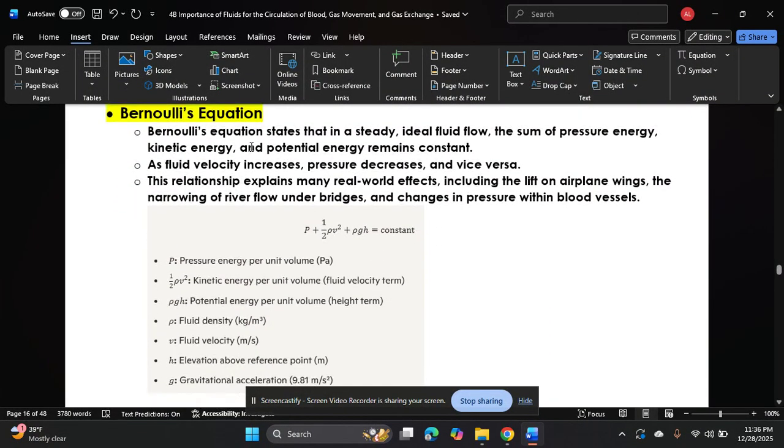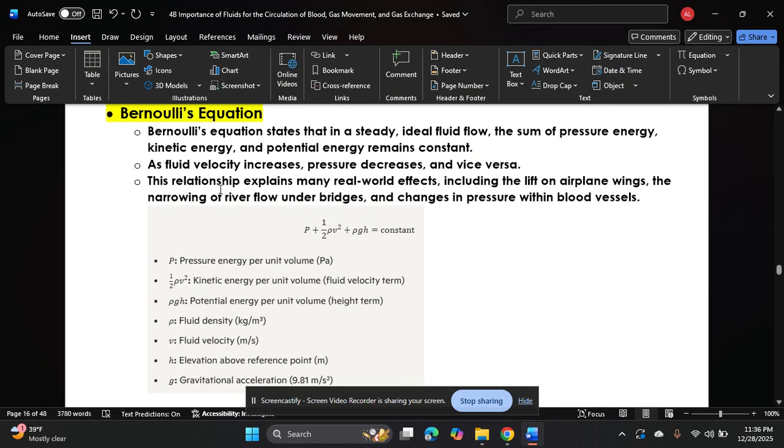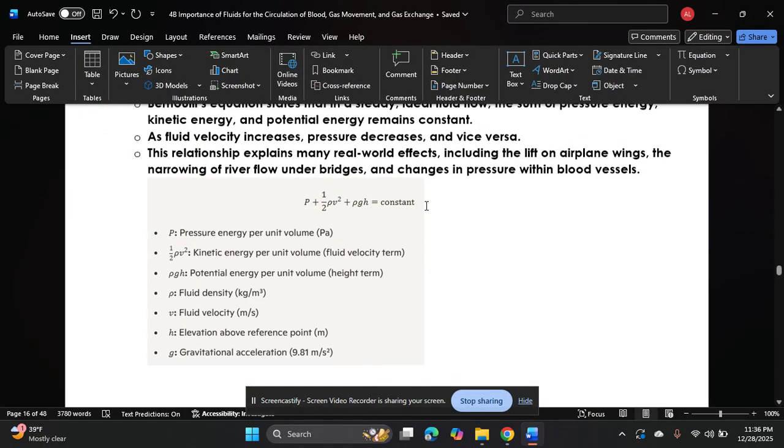Bernoulli's equation, very high yield. Bernoulli's equation states that in a steady ideal fluid flow, the sum of pressure energy, kinetic energy, and potential energy remains constant. As fluid velocity increases, the pressure decreases and vice versa, right? This relationship explains many real-world effects, including the lift on airplane wings, the narrowing of river flow under bridges, and changes in pressure within blood vessels, right?